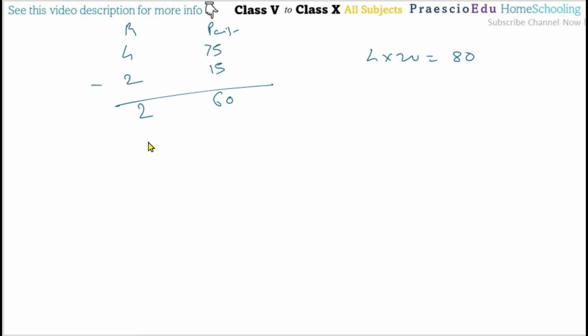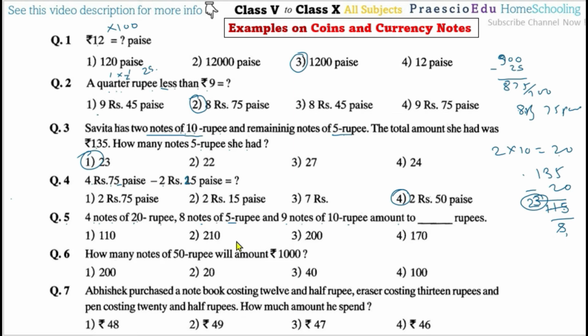Then 8 notes of 5 rupees. So 8 multiplied by 5 is 40 rupees, and then 9 notes of 10 rupees. So 9 multiplied by 10 is 90. And then with the addition of these, 80 plus 40 plus 90 is 210. Okay, so the total is 210 rupees. So this is given in option number 2.